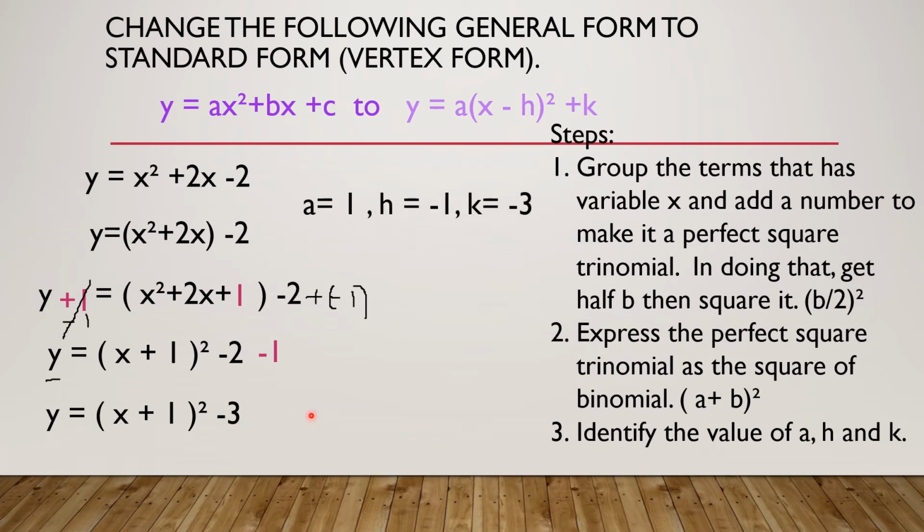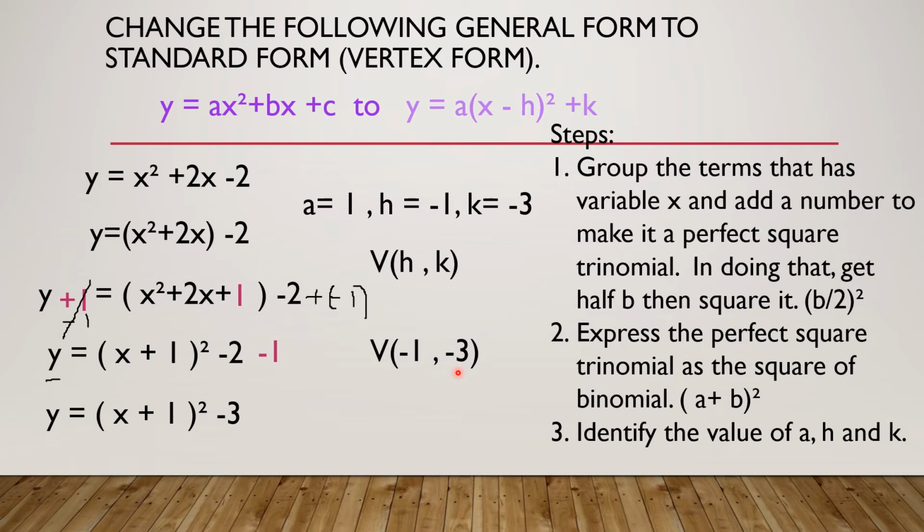Wherein a is 1 and h is negative 1 here. Look at the formula, we have minus here. And since this is plus, that means this is negative 1. Take note of that. And then the value of k is equal to negative 3. So negative 3. Okay, that is now the vertex. The vertex of the parabola is at negative 1, negative 3.